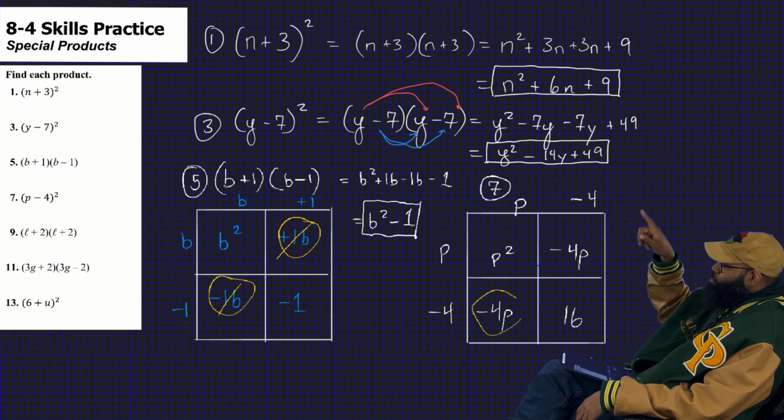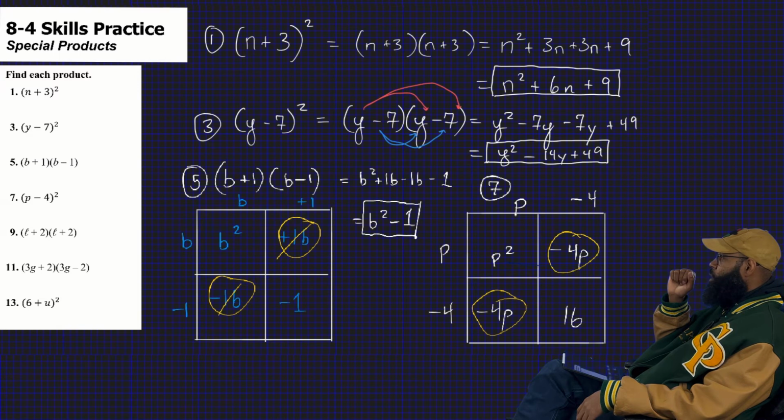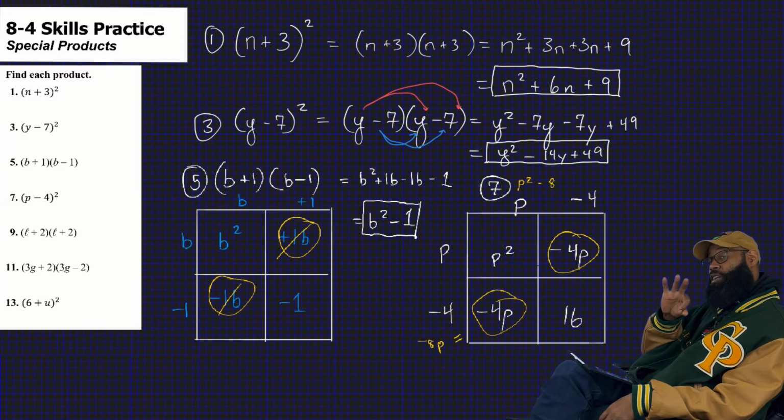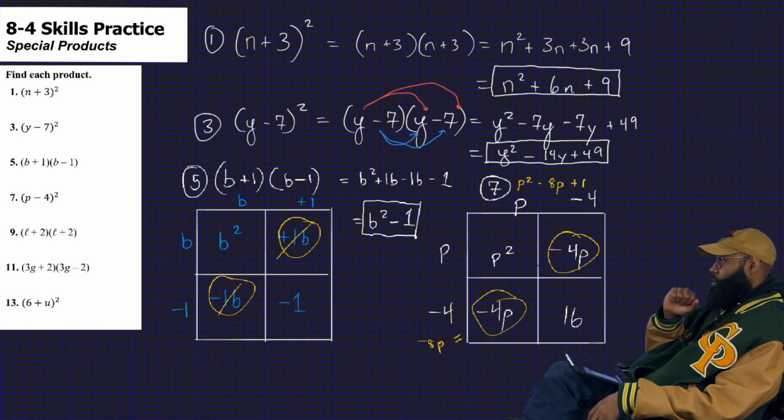So again, you see I circle my like terms. Adding those up, right there, we got a -8P. So my answer, P squared minus 8P plus 16. Ending up with 3 terms for my answer. Excuse me, for number 7.